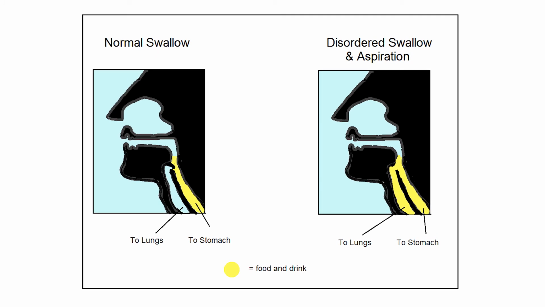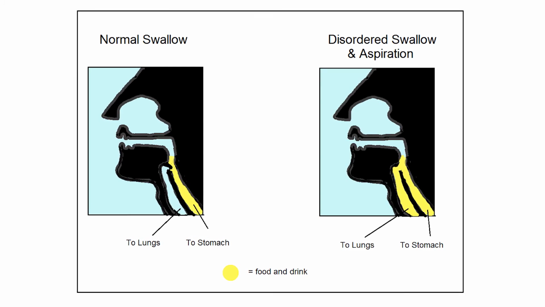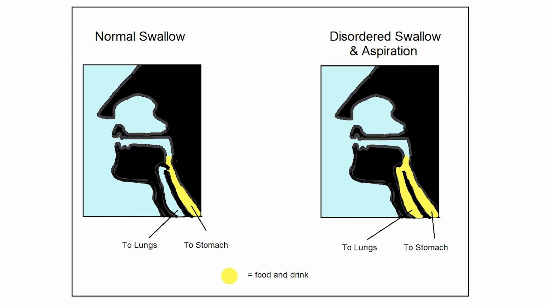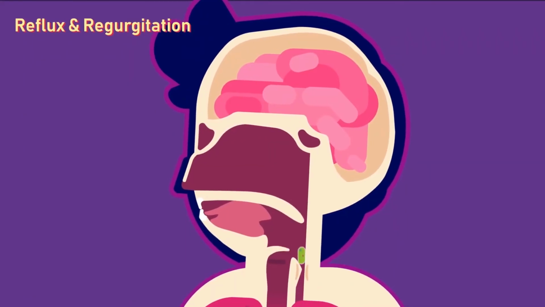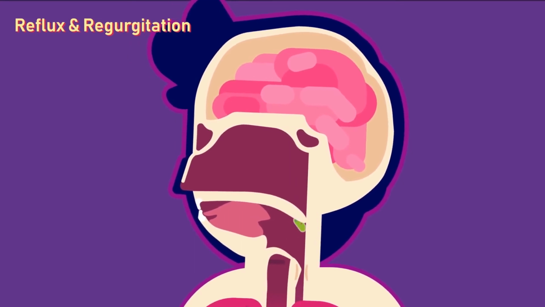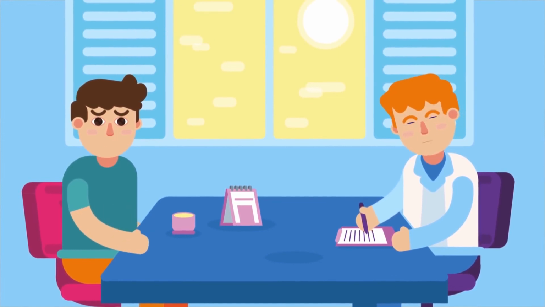Speech and language therapists are not experts in esophageal dysphagia. This is where a person has difficulty moving food down the esophagus or food pipe and into the stomach. If a person has signs of esophageal dysphagia, such as vomiting or reflux, you should seek advice from their GP or gastroenterologist.